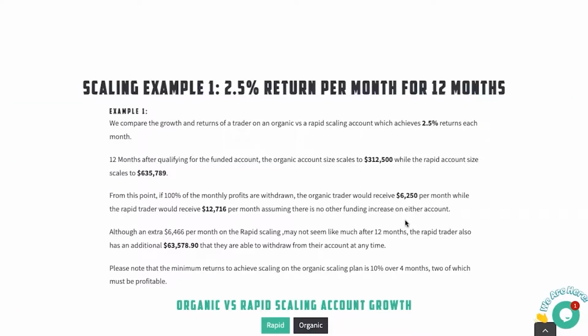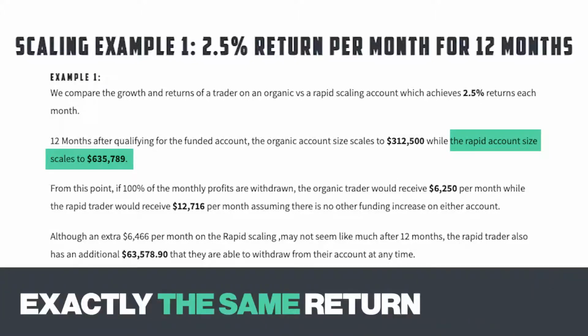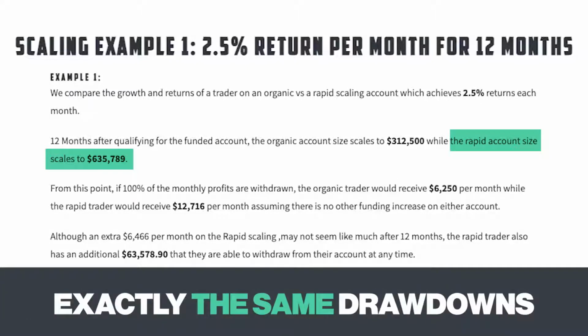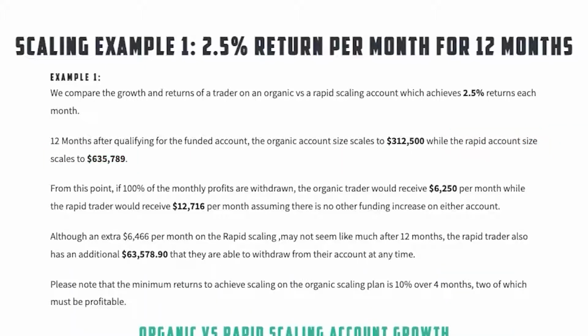As you can see, this example is someone who's returning 2.5% per month for 12 months. So they meet the minimum requirement for the organic scaling plan. 12 months after qualifying for a funded account, the organic account size scales to $312,500, while the rapid account has scaled to $635,789. Exactly the same trades, exactly the same return, exactly the same drawdowns. Everything's the same, but that's the difference in the size of account if you're making 2.5% every month.